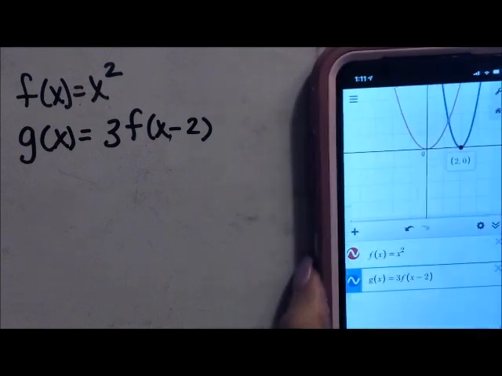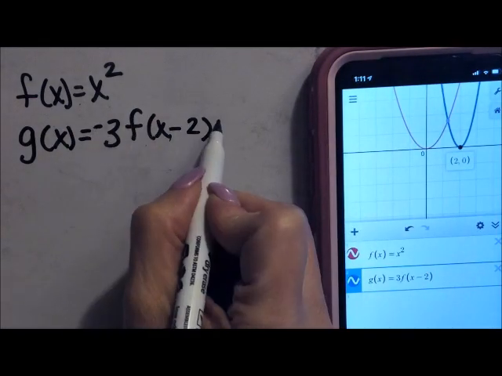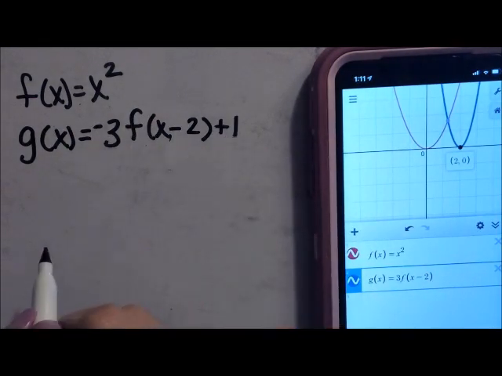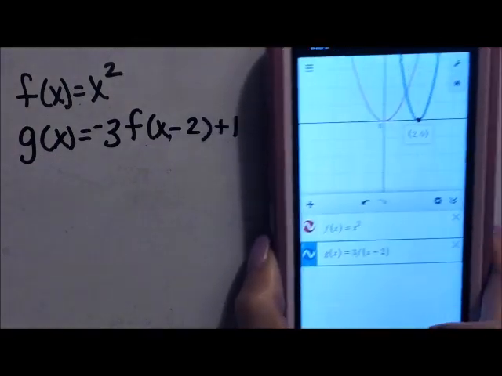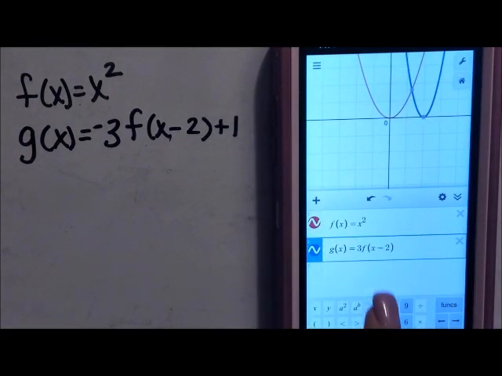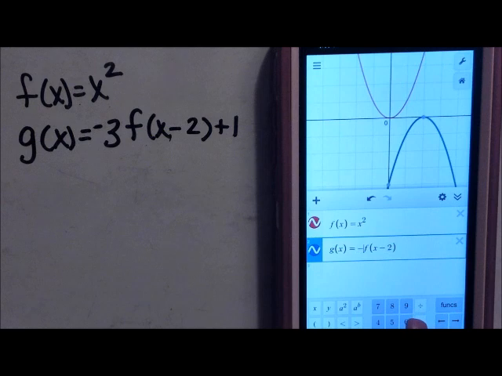What if I said the same thing, but I make this a negative, and I say plus 1? Okay. So I put all these on here. So I just go right here. I'm going to say negative 3 times (x minus 2) squared plus 1. Did I get on there? Oh, 1. All right, so there it is.